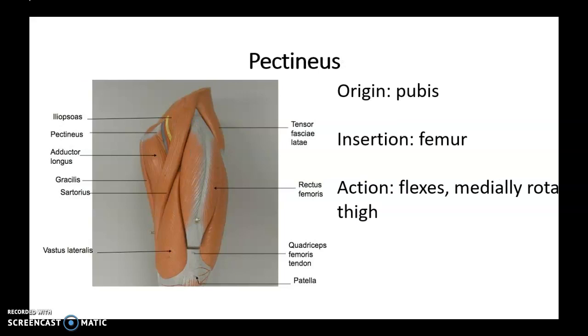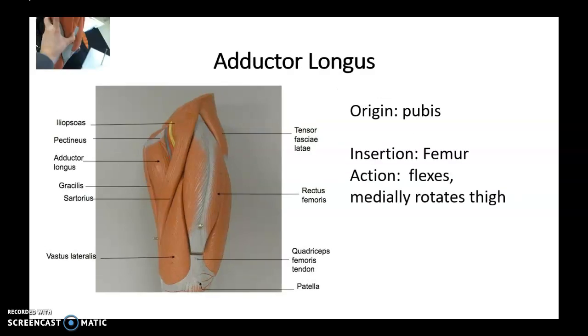Okay, moving on to a very teeny tiny muscle that you see here. Do you see this tiny muscle? This is called Pectineus, and it originates from the pubis and inserts into the femur. Pectineus helps to flex your thigh and medially rotate the thigh. That's a function of Pectineus. Next we have Adductor Longus. This muscle lies in the medial compartment of the thigh. This long muscle that comes all the way down is Adductor Longus. It originates in the pubis and inserts into the femur. It flexes and medially rotates the thigh.